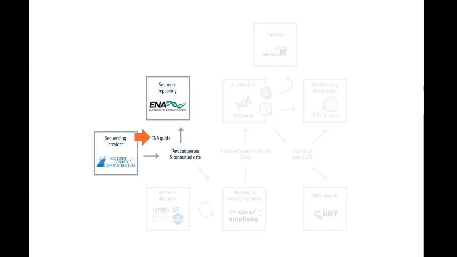Right, so now you know how to find our guide for archiving your raw data with the ENA. Anders will now tell you how you can proceed and denoise those raw data into ASVs.